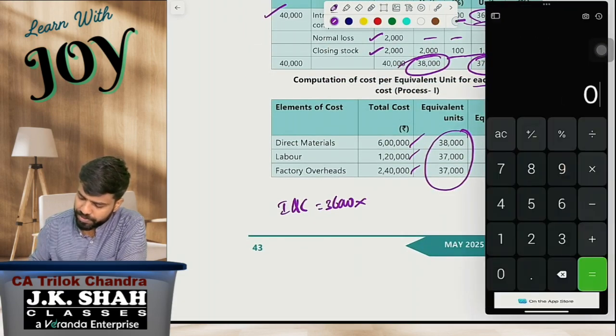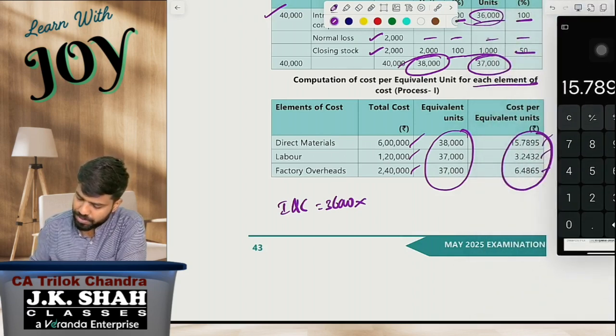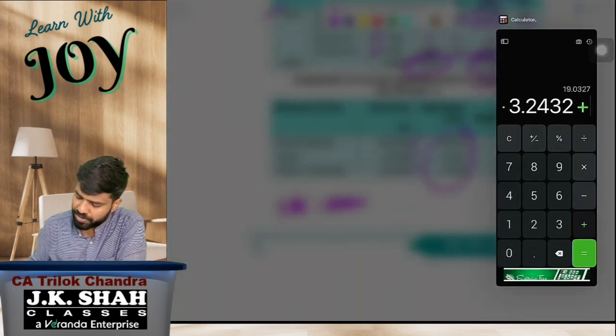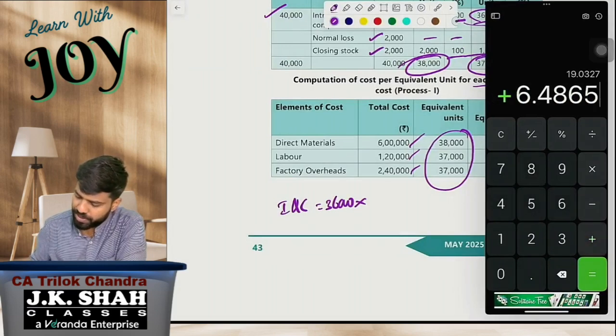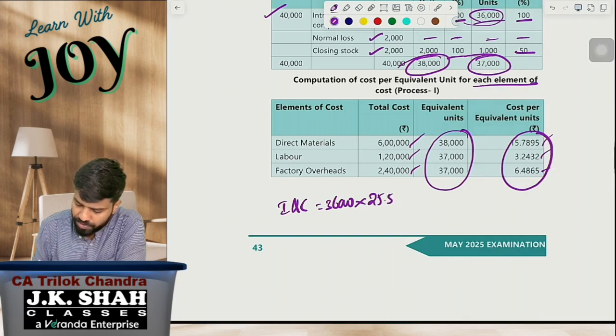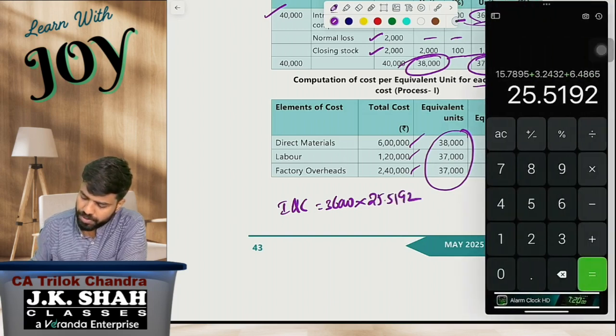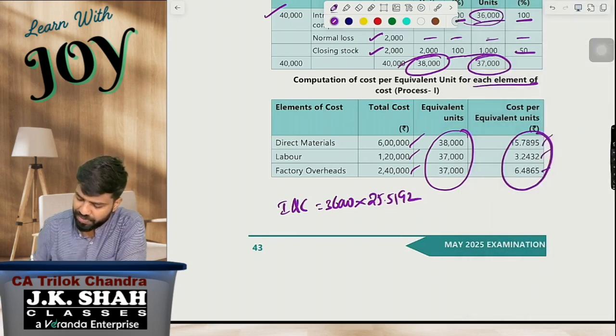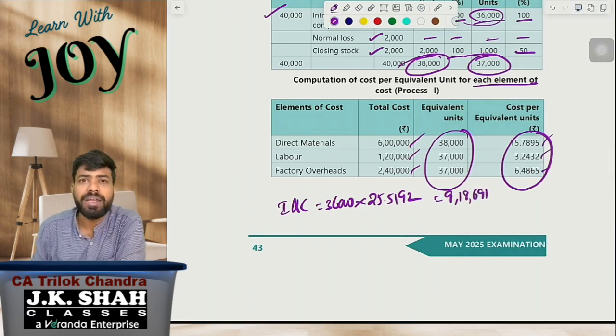15.7895 plus 3.2432 plus 6.4865 equals 25.5192. 25.5192 into 36,000 equals 9,18,691. This is the cost allocated to introduced and completed.